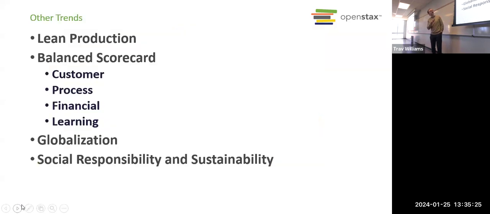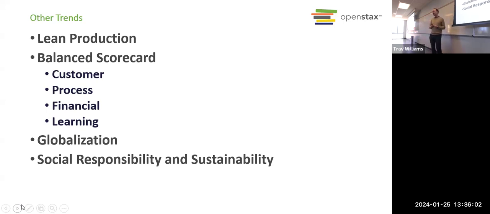Other trends. There's something called lean production. You might have learned about this in Intro to Business as well. Who can tell me what lean is? Lean production, lean manufacturing. Anybody? No? Okay. Lean is an approach. It's part of the whole total quality management approach to improving operations and companies. But lean specifically came from Toyota. It was the system that they developed to manage the quality of their operations.